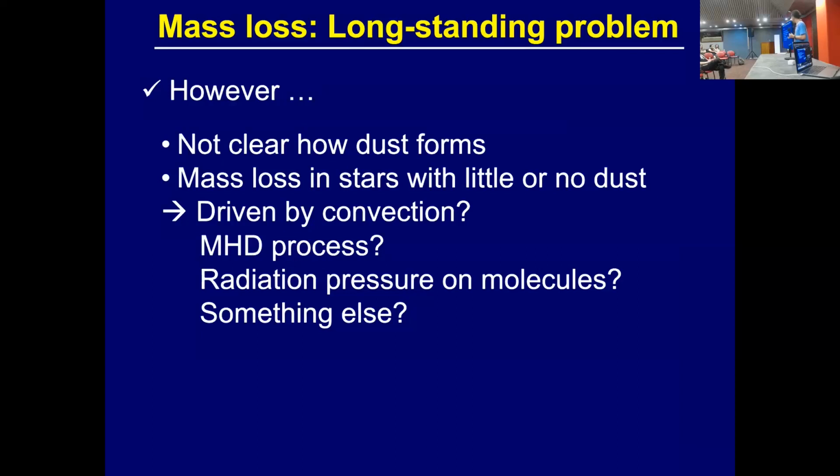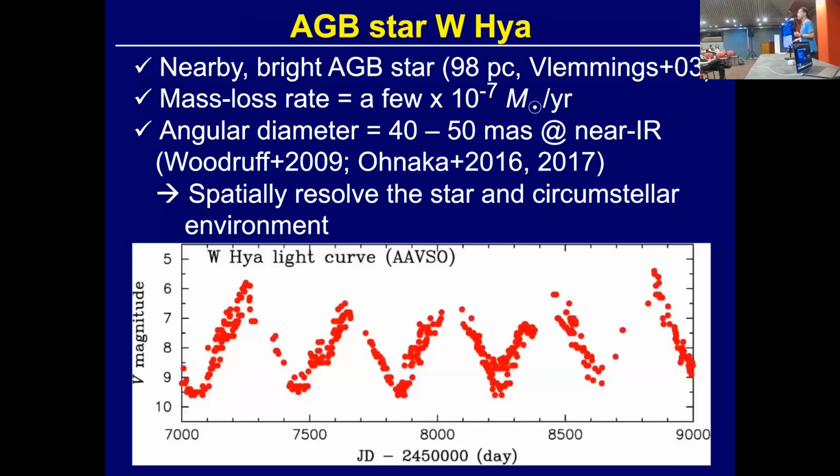Now, we talk about our target W Hya, which is the third closest AGB star to the sun at a distance of 98 parsecs. And this is the light curve of W Hya taken from the AAVSO database, and it shows a clear Mira-like variation with a period of about 1 year. What's important about W Hya is its angular diameter is 40 to 50 milliarcseconds. So 40 to 50 milliarcseconds may sound very small to you, but actually W Hya is one of the stars with the largest angular diameters in the sky.